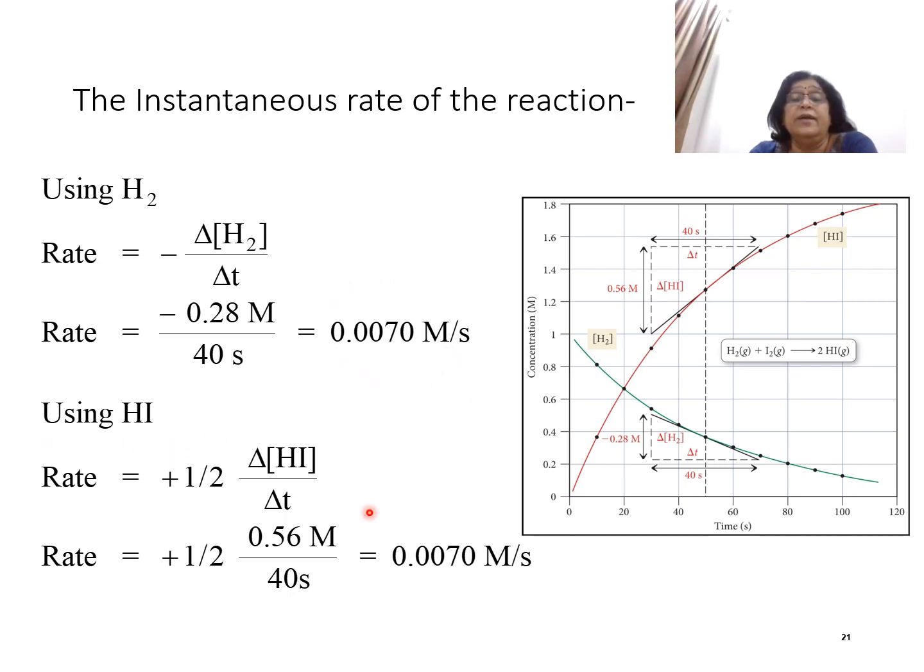Then using HI, it is plus half delta HI by delta t. For HI we have taken this instant here and drawn a tangent. This is 0.56 molar divided by 40 seconds. So your instantaneous rate for this is 0.0070 moles per liter per second. So that's how you calculate the instantaneous rate.